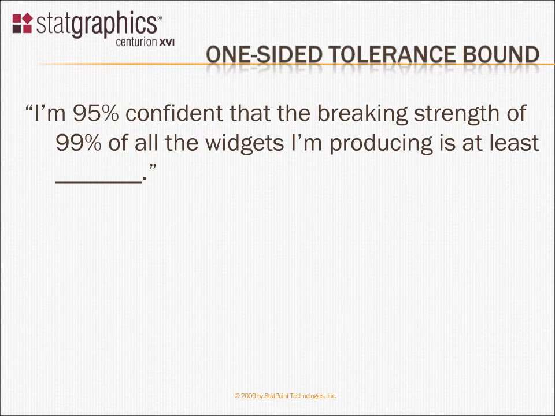The statement shown on the previous slide was a two-sided statistical tolerance interval. There are times when the specification on a product is one-sided. For example, I may not care how strong the widgets are as long as they're strong enough. In such cases, I could make a one-sided tolerance bound, which would say something like, I'm 95% confident that the breaking strength of 99% of all the widgets I'm producing is at least blank. That's a one-sided tolerance limit or tolerance bound. And we'll talk about those too.